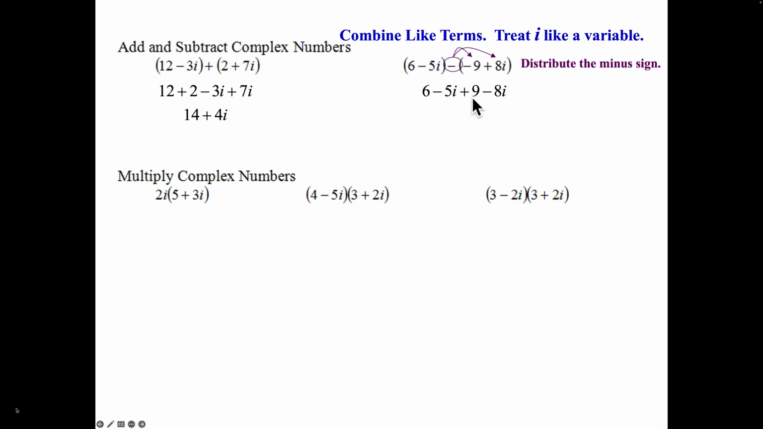And then we go ahead and combine like terms. Bring the 6 and the plus 9 together, the minus 5i with the minus 8i. 6 plus 9 is 15. Minus 5 minus 8: the signs are the same, so add them together and keep the sign. 5 and 8 is 13i.